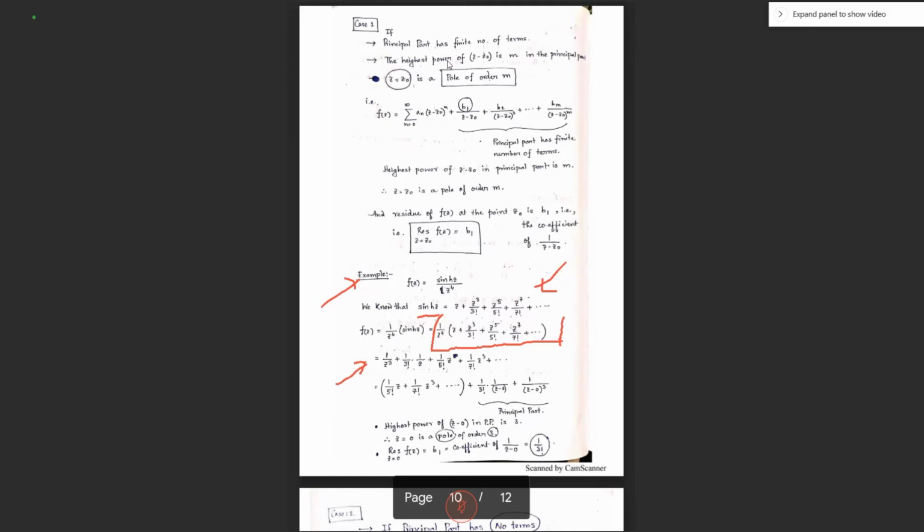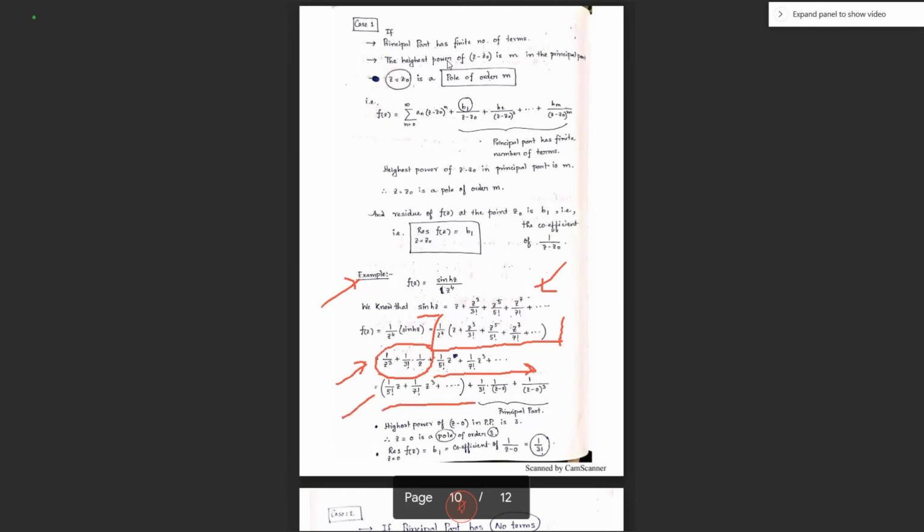Okay, now my job is to find the principal part. The principal part contains those terms where z minus 0 is in the denominator. So there are only two terms where z is in the denominator, and after that all the terms have z in the numerator. So I am writing this in this form.